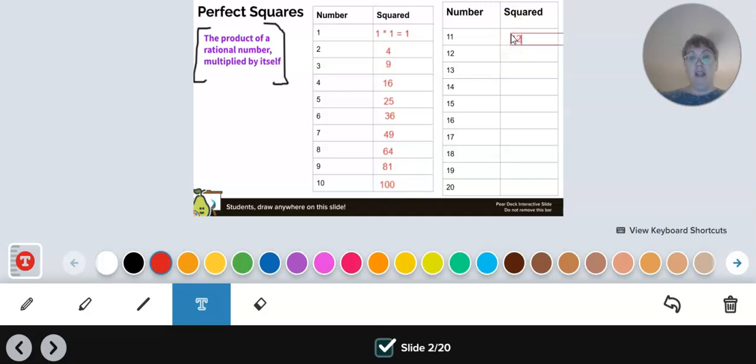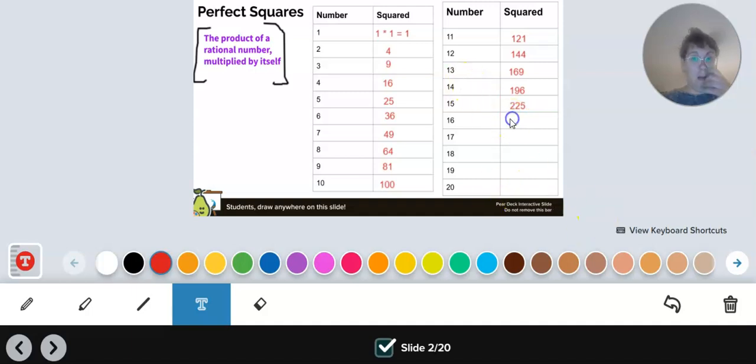11 times 11 is 121. 12 times 12 is 144. 13 squared is 169. 14 squared, or 14 times 14, is 196. 15 squared gets us 225.